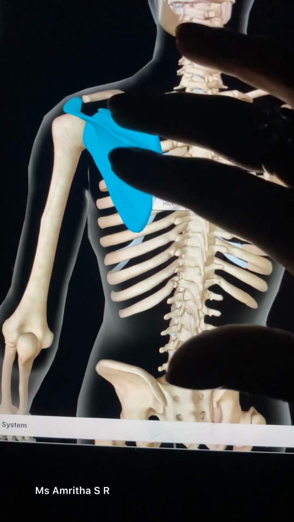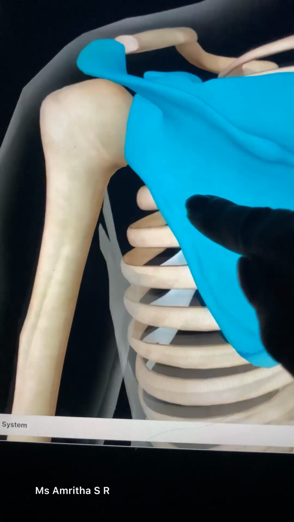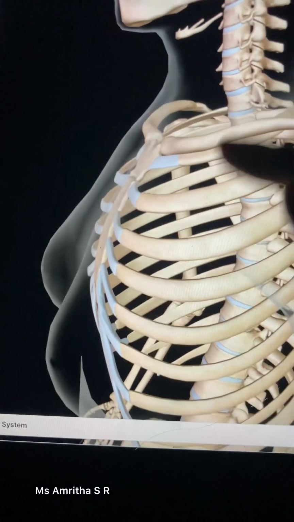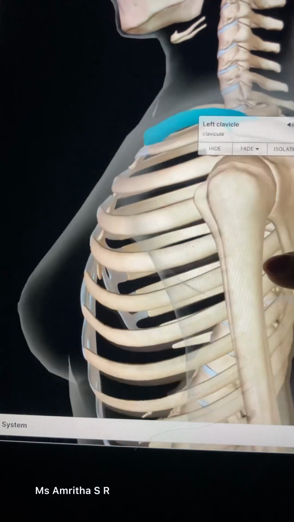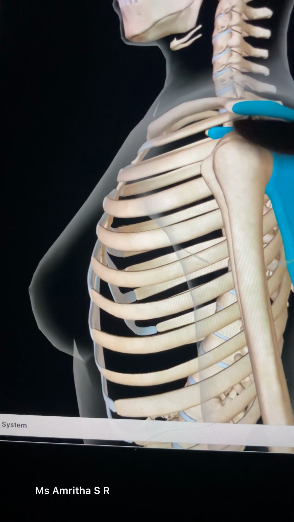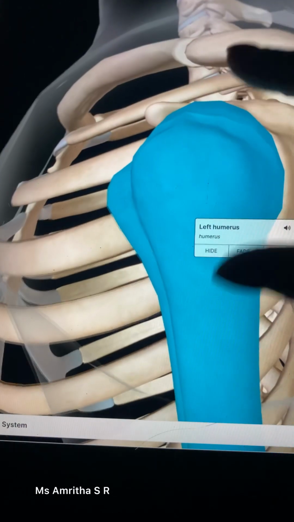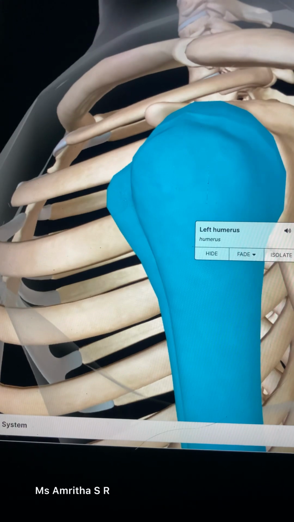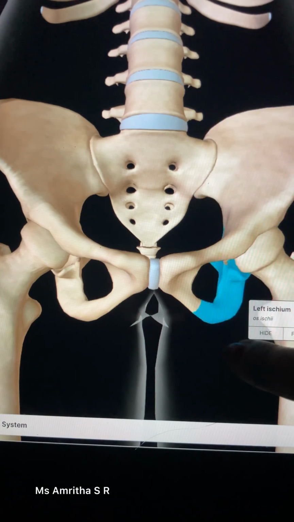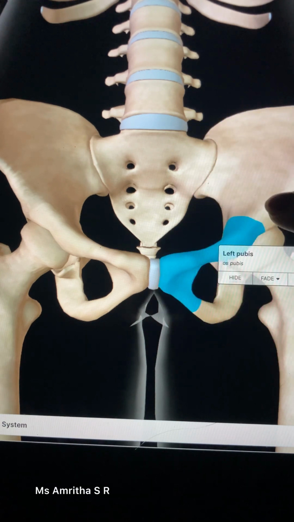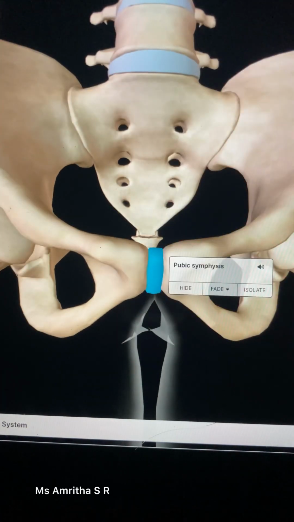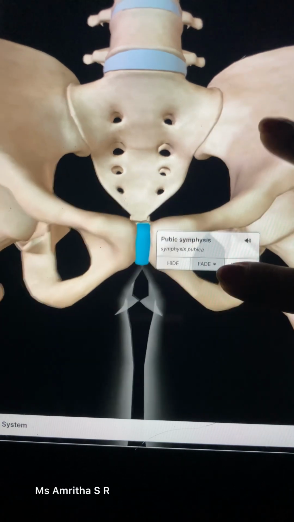This is called as a scapula. It is having a ridge like. In front we are having the collarbone, or it is also called as the clavicle. Here this scapula is articulating with the humerus, forming the glenoid cavity. In this part we have ilium, ischium and the pubis. Ilium, ischium and pubis are gathered in a location and we call it as pubic symphysis.